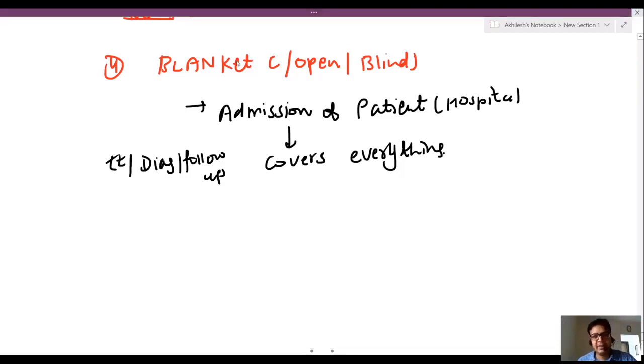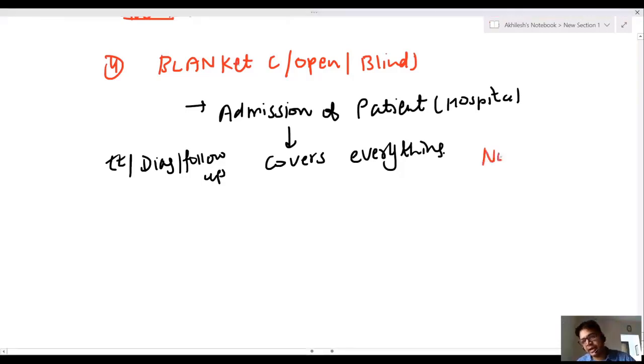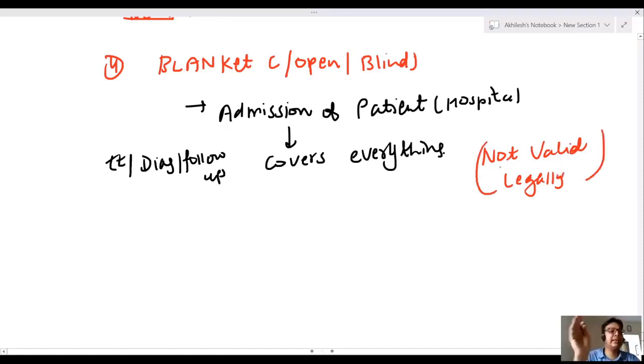And Dr. Saab, this is not valid legally. You should get consent for everything. You are giving consent just for admission in hospital, but you are covering everything after that. This is a blanket consent. Number 5, substituted consent.